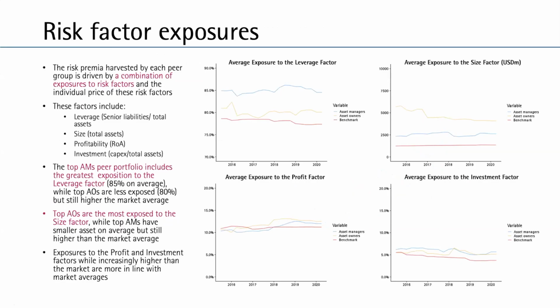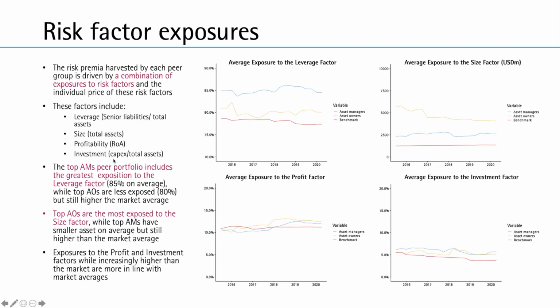Risk premium is ultimately made up of the risk factor exposures and the factor prices that we see, but factor prices remain the same across the 3 portfolios. So the driver behind these differences in the risk premium is basically their exposure to each of these factors. Here we look at 4: leverage, size, profitability, and investment.